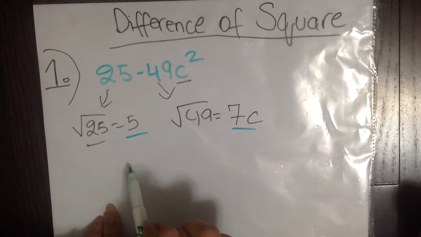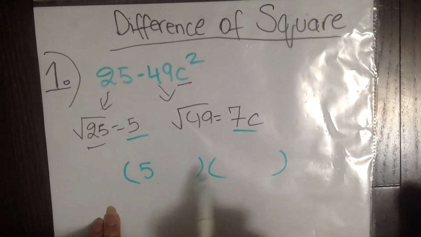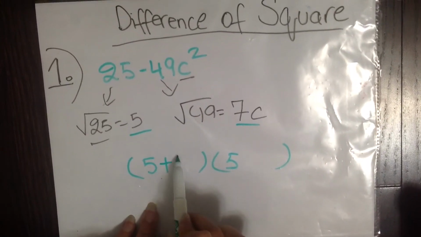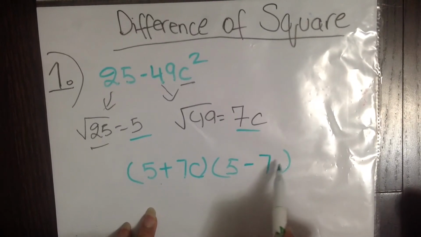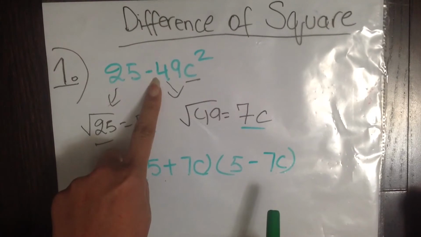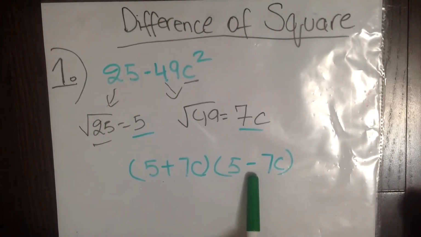Okay? So now that you have your two numbers, you would just put those two in a bracket. So you would write 5 in both the brackets, and then you want to write a positive 7 and a negative 7 in the bracket, because in the equation it's a negative 49, and the only way you can get a negative is if you have a positive and a negative 7c.